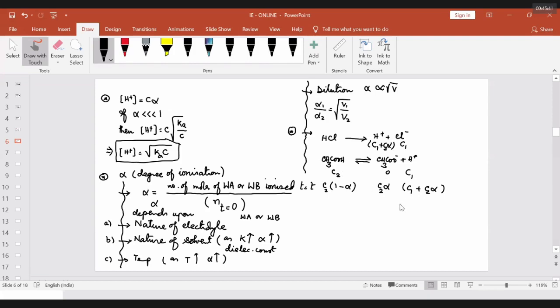Alpha value decreases. That means this is not alpha. Remember, this was alpha when you are having pure acetic acid. Now it is degree of ionization in presence of HCl, and you are saying that according to Le-Chatelier principle, if you increase the concentration of products, equilibrium goes to backward direction.